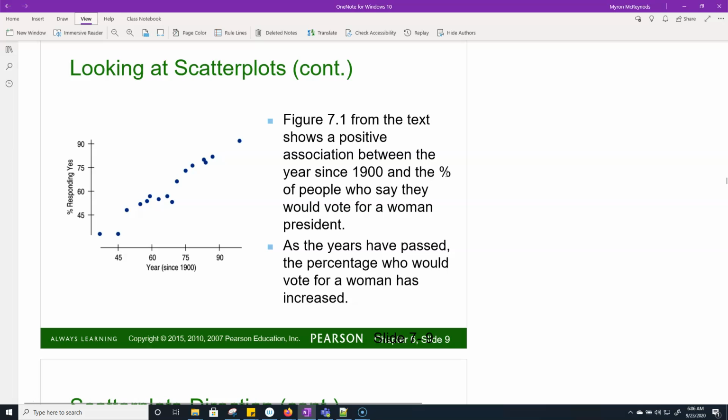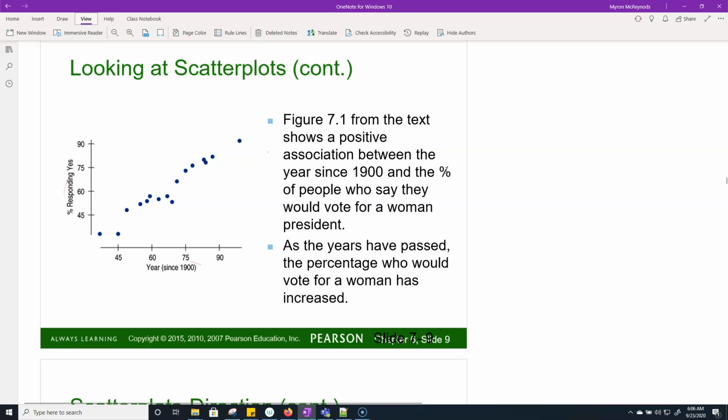So now let's look at a positive relationship. That means as the years go up, the amount of responding yeses go up. So this one is the association between the year since 1900 and the percent of people who say they would vote for a woman for president. Wow, there's still about 10% of people that wouldn't vote for a woman for president.